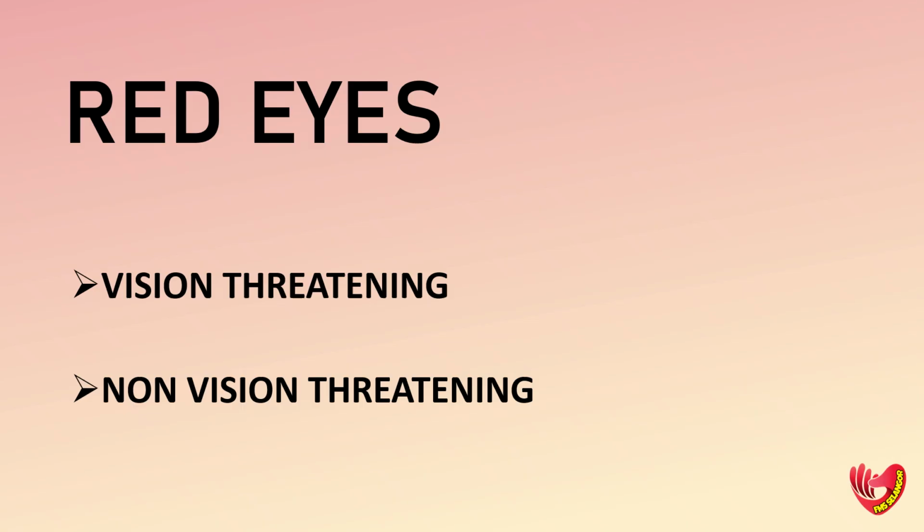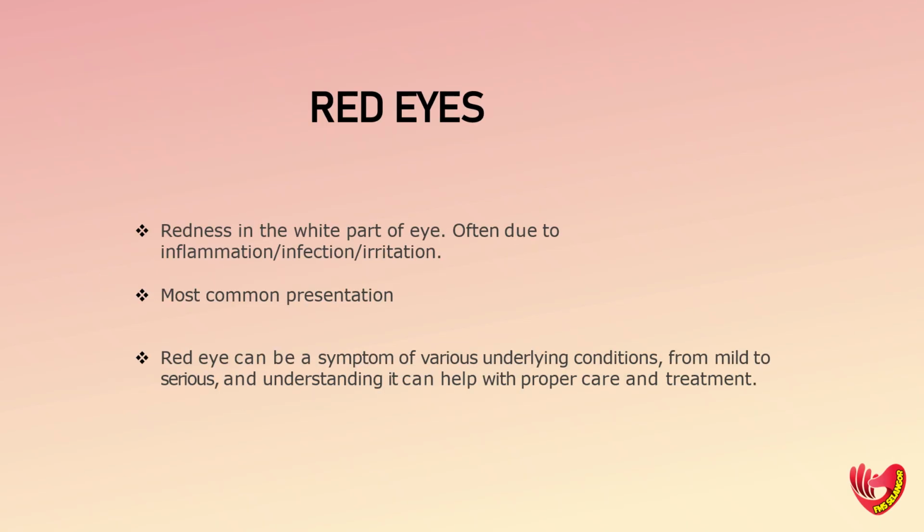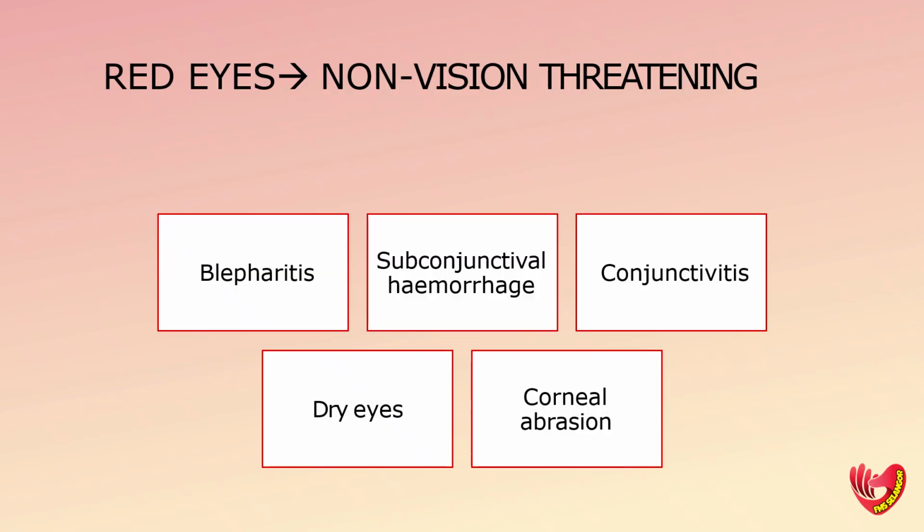Next, we will move on to the conditions that cause red eye. Red eye is one of the most frequent symptoms seen in primary care. It can be a symptom of various underlying conditions, ranging from mild issues like dryness or allergies to more serious problems such as infections or intraocular inflammation. Non-vision threatening conditions that present with red eye are conditions like blepharitis, subconjunctival hemorrhage, conjunctivitis, dry eyes, and corneal abrasion.